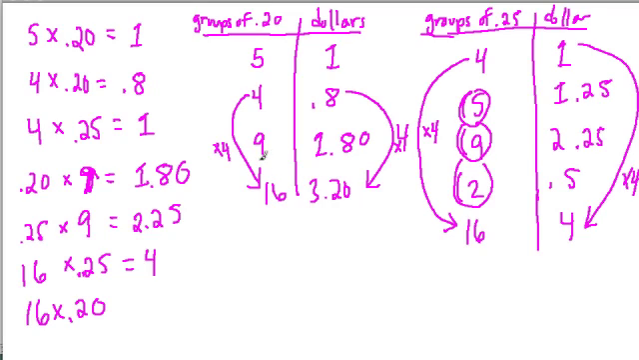And if you're not comfortable with that, again, you could find out, oh, well, 2 groups of 20 cents would give me 40 cents, 0.4 of a dollar. If I want to find out what 16 is, I can add 9 and 5 and 2. And that'll give me $3.80, and 40 cents more is $3.20. So this is $3.20.